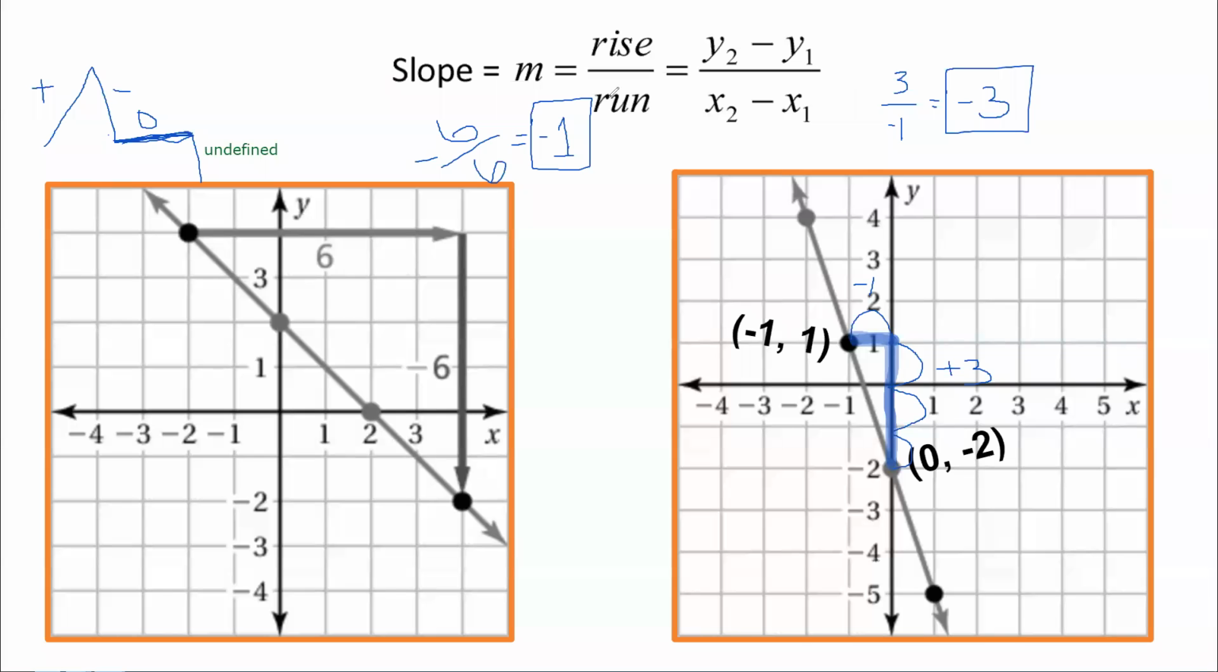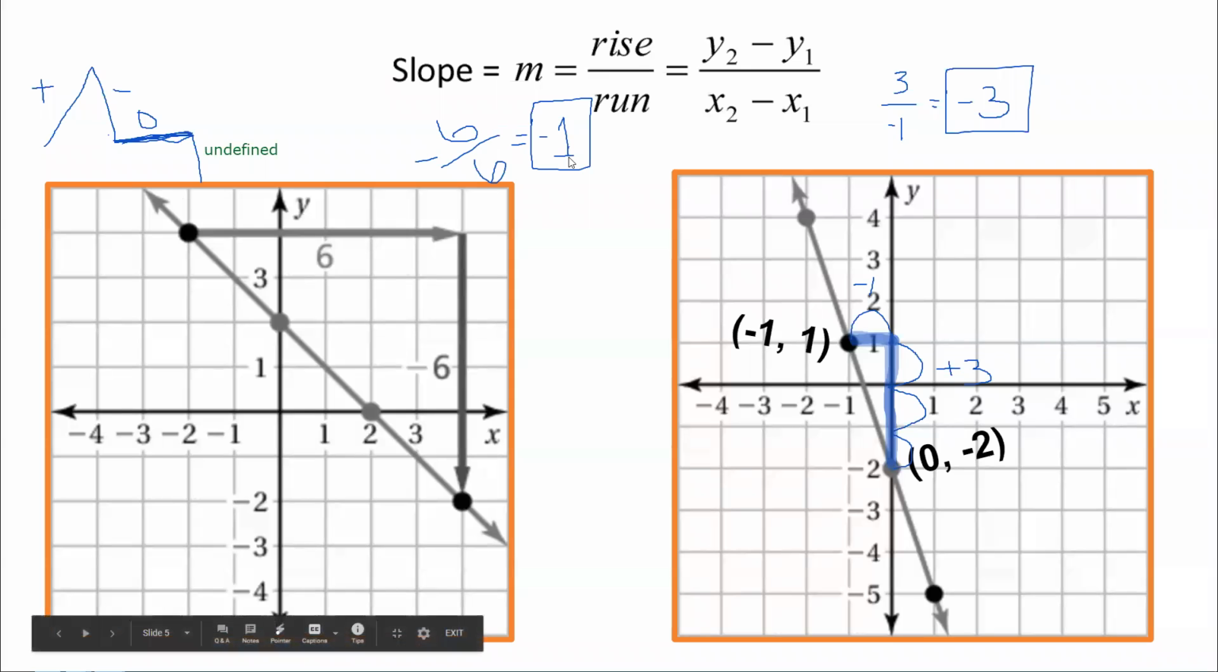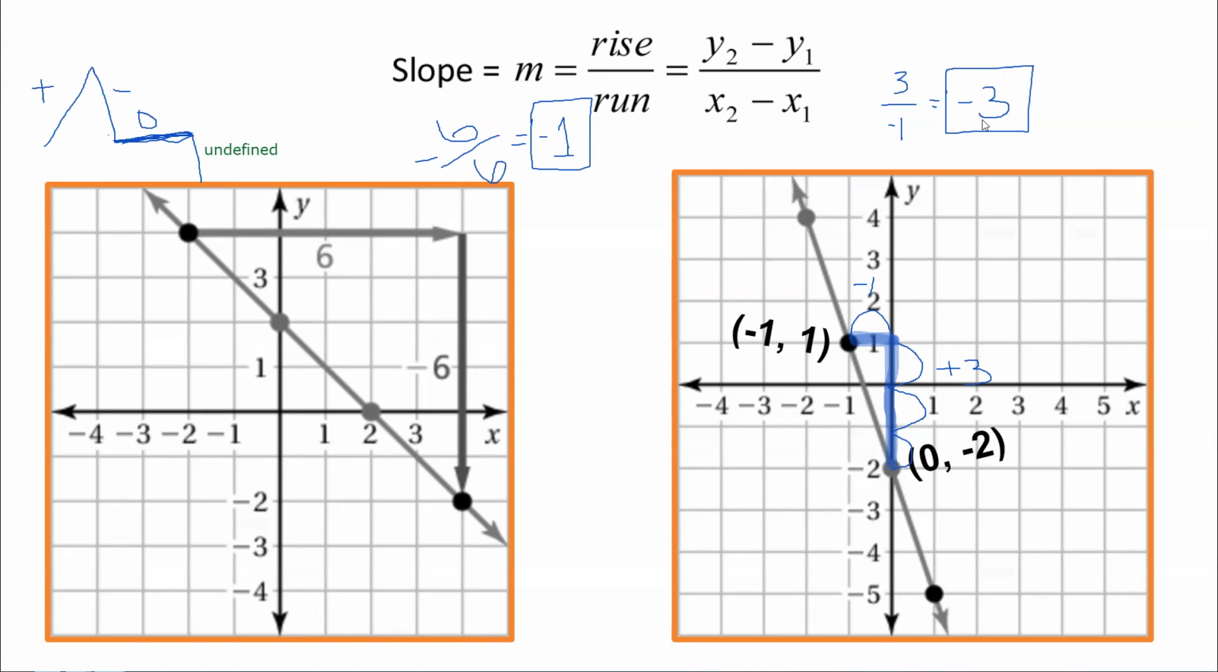I was actually able to simplify both of these problems. So this first graph simplifies to a -1 slope, and the second graph simplifies to a -3 slope.